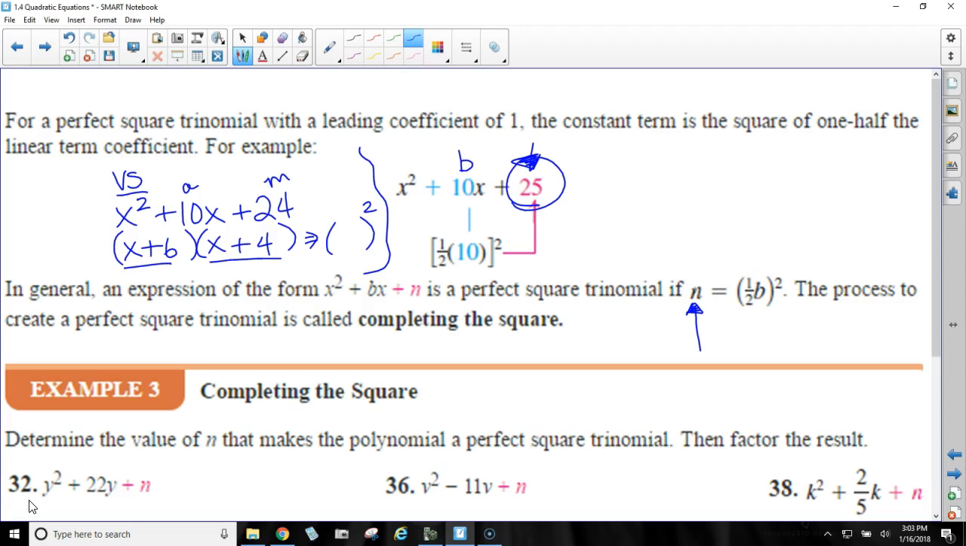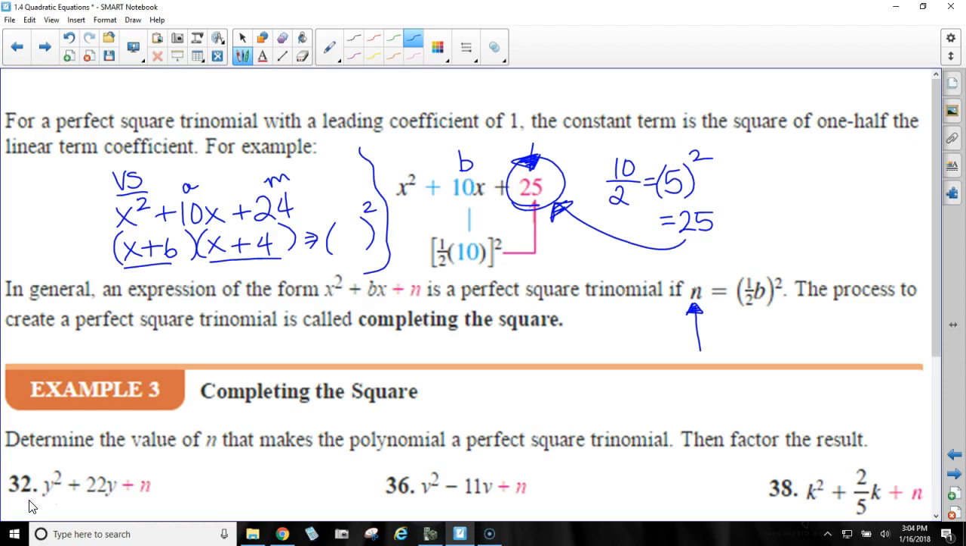So to find the 25, what we do is we take the b term, which is the 10 in this case, and take half of that to give us 5, and then step 2 is square it. 5 squared is 25, and that's how we get that magic number we needed.